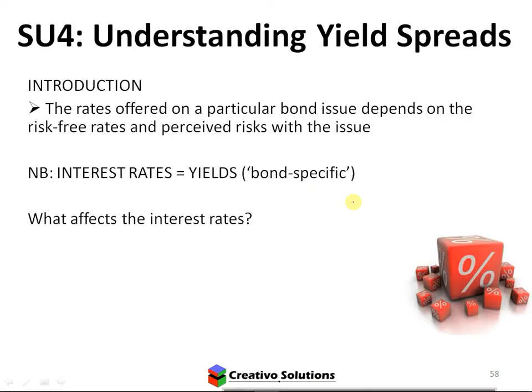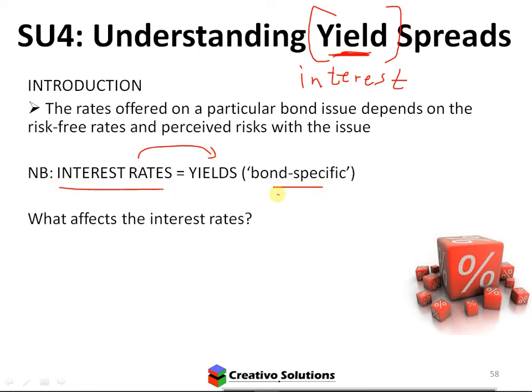Right. So here we've got a note about understanding the yields. What am I focusing on? The yield. What is the yield? It's the interest rate that I get on that particular bond at a specific point in time. So there's the note: interest rates are the yields. It's bond specific. Right, so what will affect the interest rate?